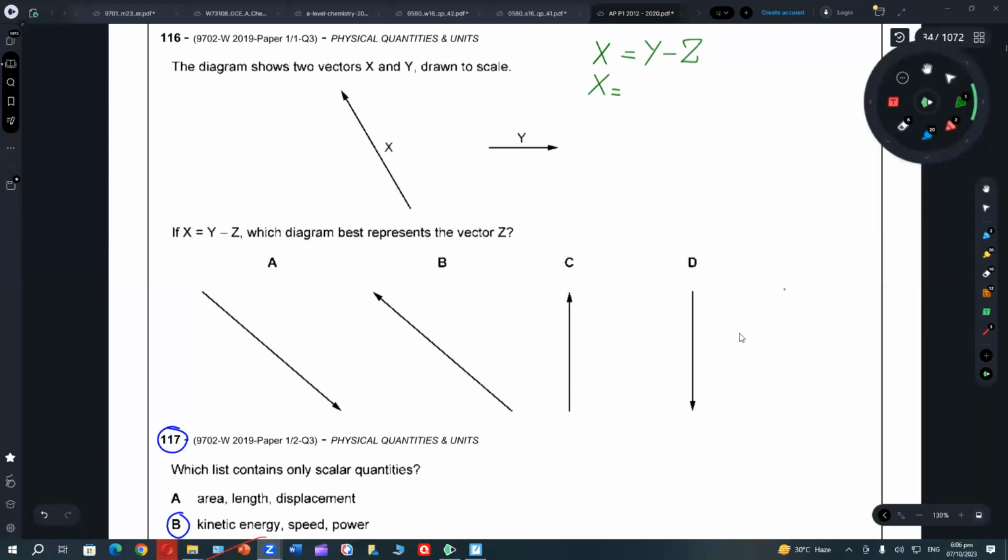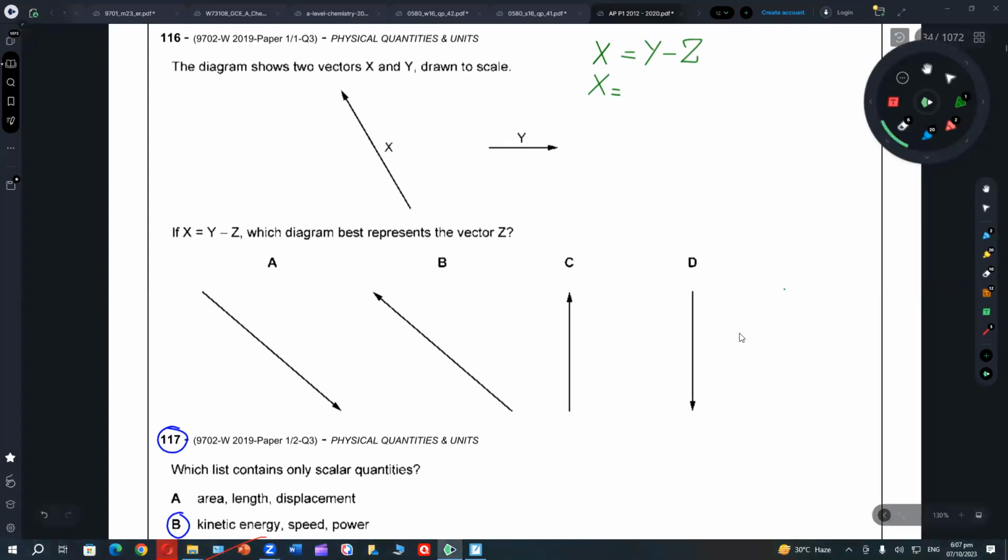We are doing questions on physical quantities and measurement. They were actually two separate chapters till last year. They merged it and made a single chapter, and from this year I'm starting with vectors. The diagram shows two vectors x and y, and he wants us to find the vector z.